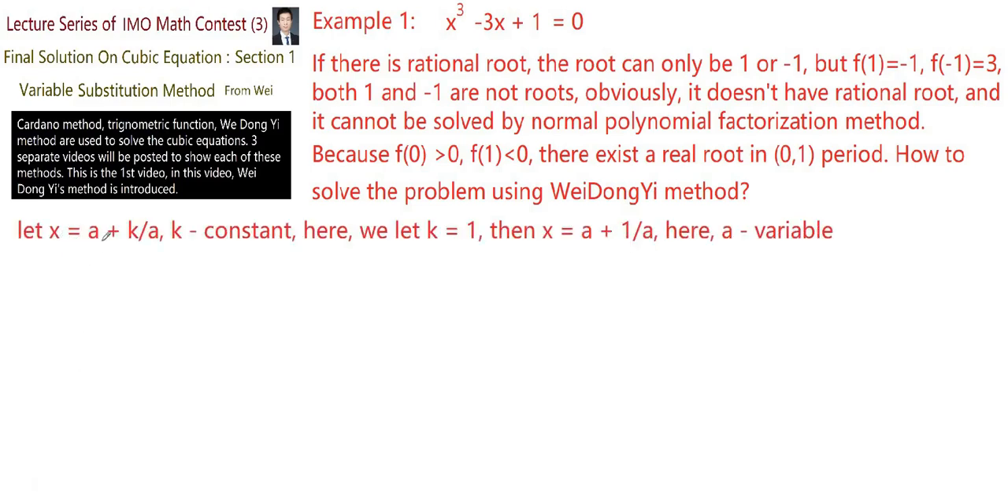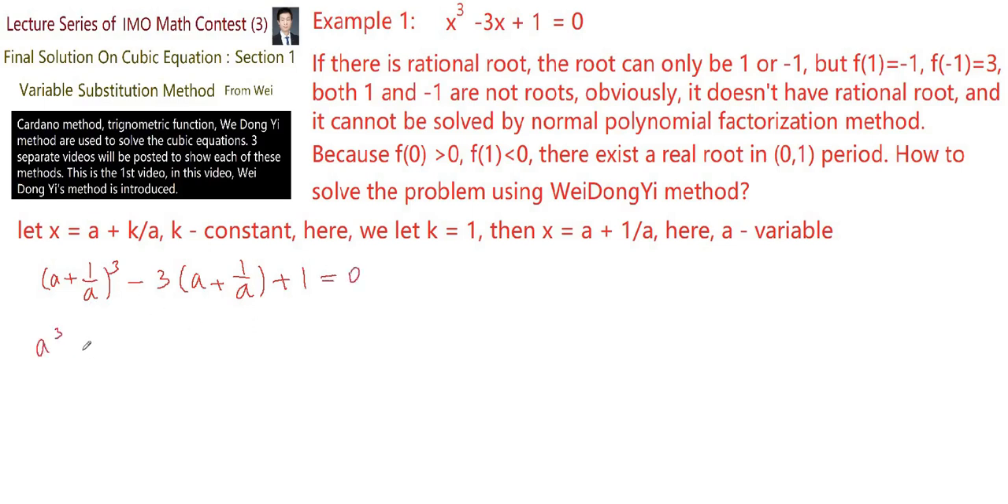We let x equal a plus k divided by a, where k is a constant. Here, we select k equal to 1, so x equals a plus 1 divided by a, where a is a variable. And we substitute it in. It becomes a plus 1 divided by a, cubed, minus 3 times a plus 1 divided by a, plus 1 equals 0.